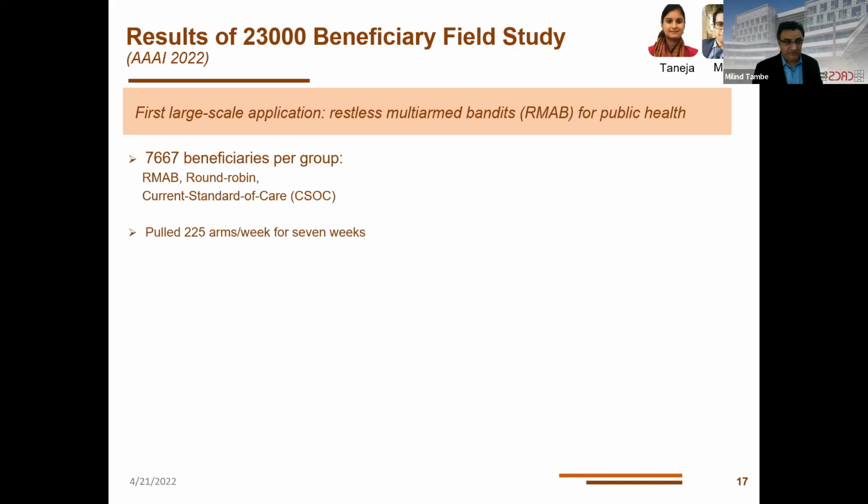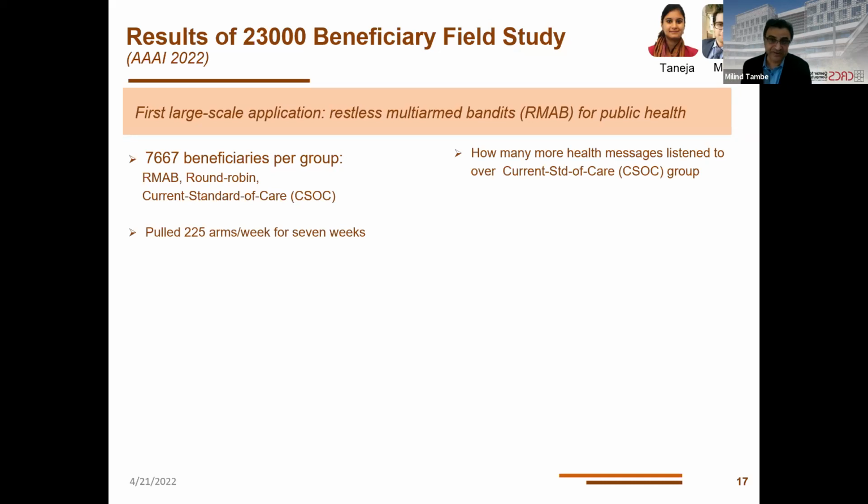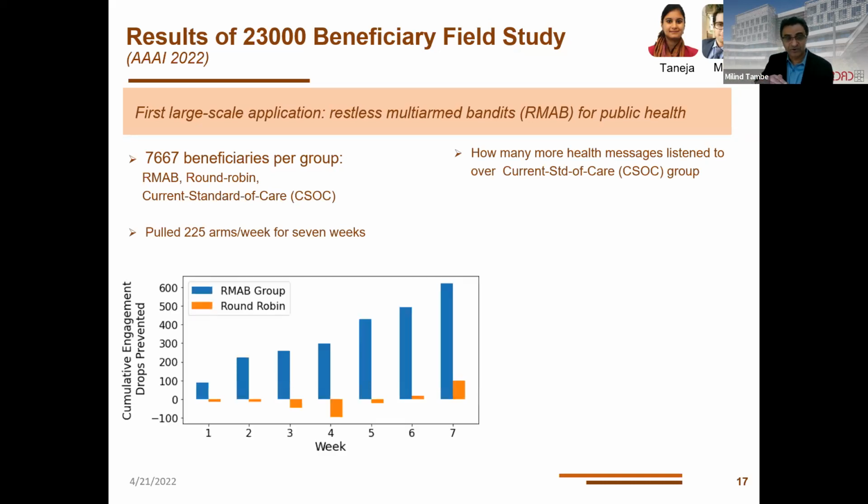For the round robin, we selected the first 225 to give a call to, then the next 225, then the next 225, etc. And our question is, how many more health messages have been listened to in each of these groups compared to the current standard of care group? What we find here on the x-axis are the number of weeks, on the y-axis, how many health messages more did the mothers listen to?